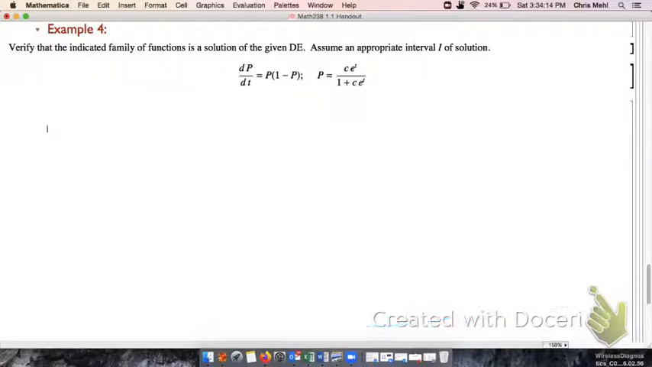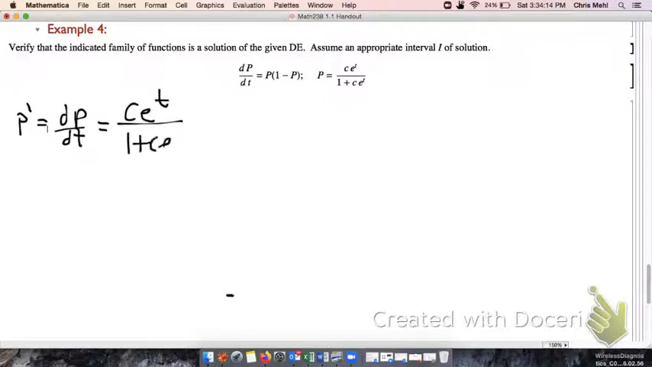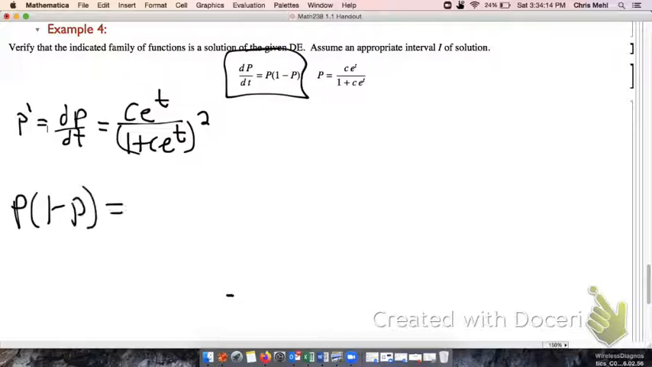Or another thing I could do is just do that slower again. Right, p prime, which is the same as dp/dt. Again, we did the quotient rule. And what did I get? I think I just got ce^t over (1 plus ce^t) squared. Now, that's the left-hand side of this differential equation. Now let's look at the right-hand side again. p times (1 minus p). That's ce^t over 1 plus ce^t times 1 minus that.